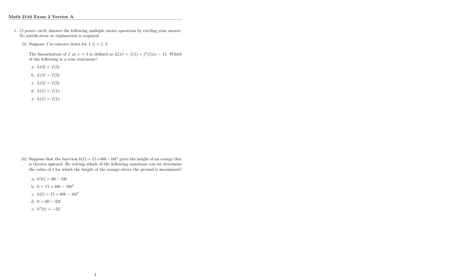So the first multiple choice question says, suppose that f is concave down for x between 1 and 3. So we can think about, okay, if that's the case, I have maybe two options. If it's concave down, it might be concave down and increasing, or it might be concave down and decreasing. So we can think about it either way. And then it says the linearization at 1, so that would be the tangent line, is given by this, so that's just the linearization formula.